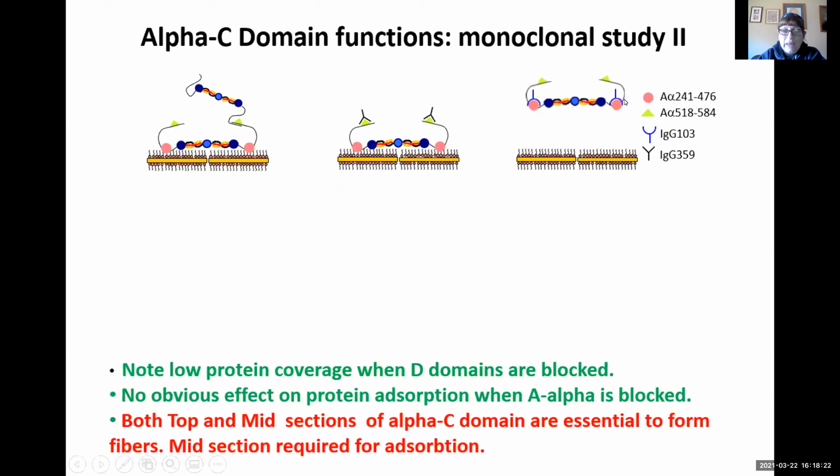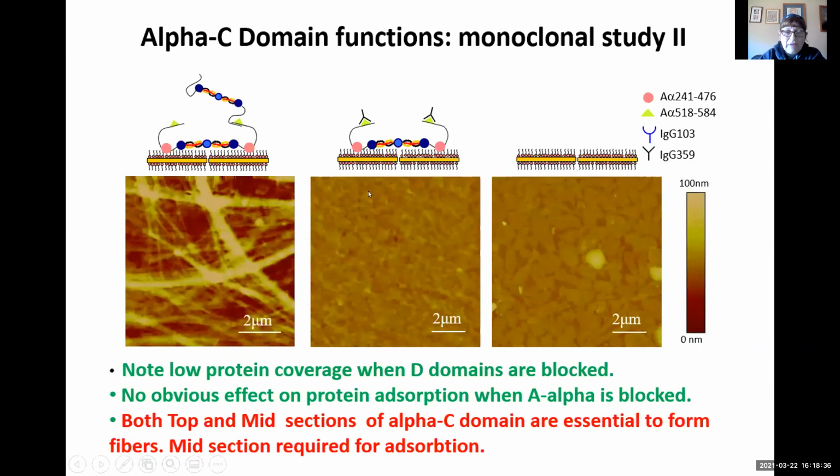If you block the D domain, nothing adsorbs to the surface, the molecule is released. If you block the 518 to 584, the tips of the alpha C domain, not much will happen. Fibers won't form because you can't recruit any other chains. Whereas if the molecule is wide open, turned inside out, with the hydrophobic domains adhering to the surface, the alpha C domains are exposed, and other molecules can be recruited from the bloodstream.